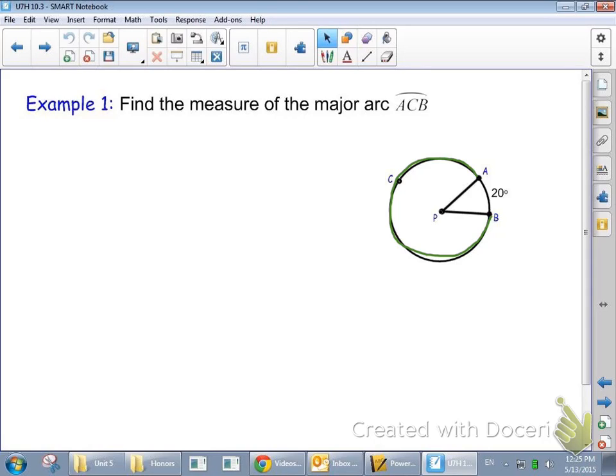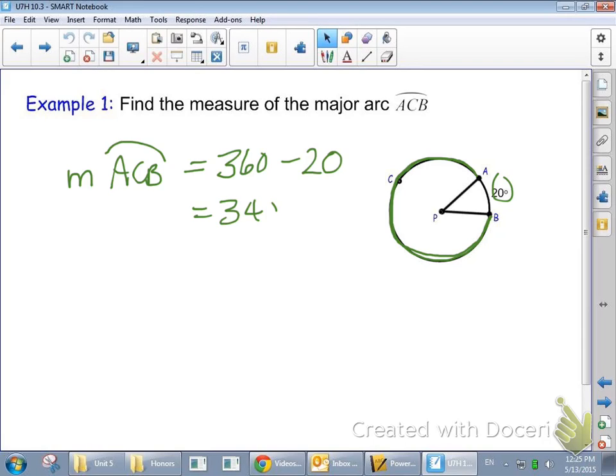Okay, in order to find the measure of arc ACB, we know that all the way around the whole entire circle is 360 degrees. So if I start with 360 degrees and I subtract out this smaller arc here, the 20 degrees, I'll get the measure of what was left over for this major arc here. Okay, so I get 340 degrees.